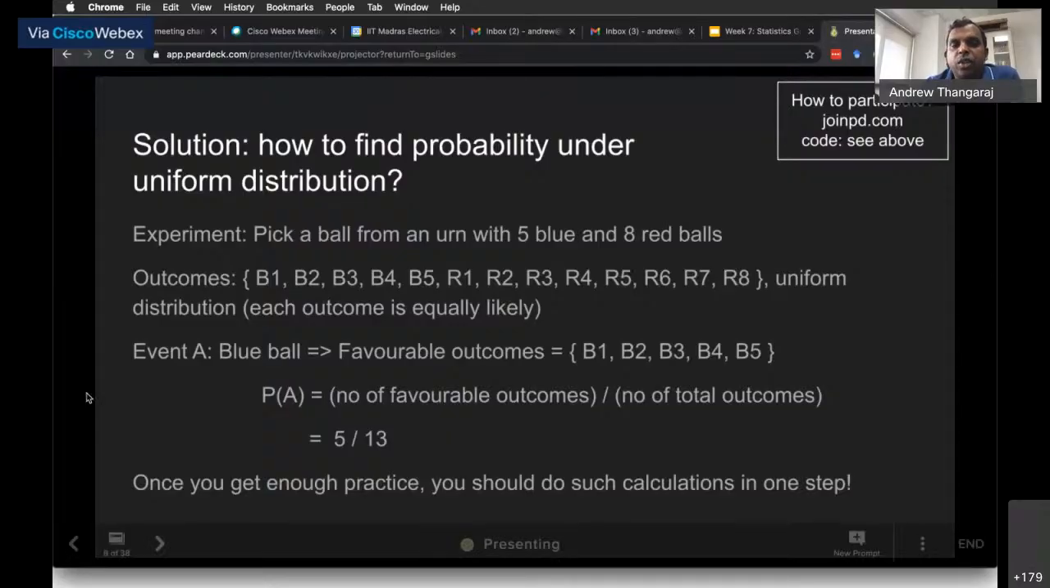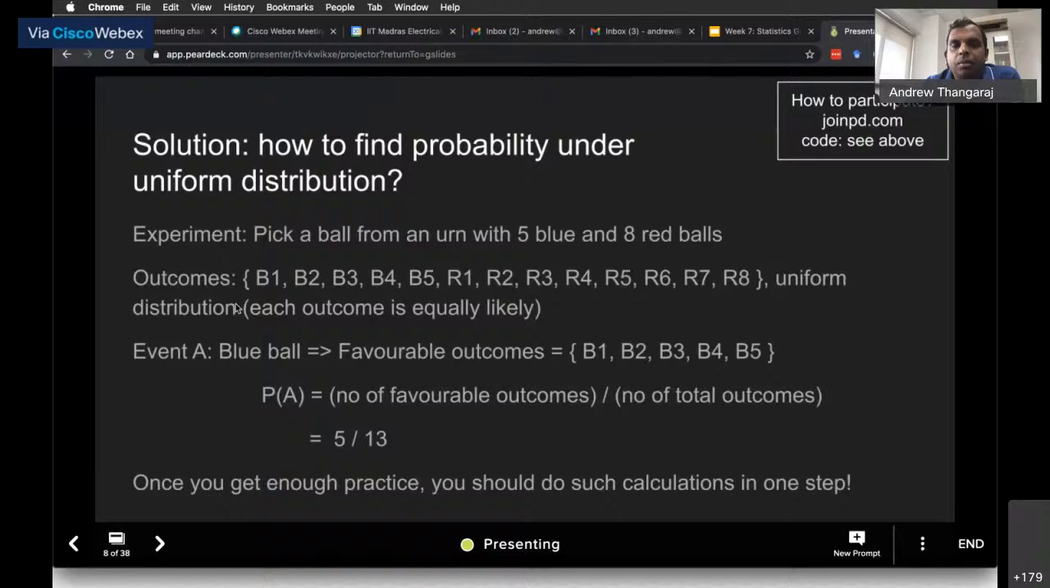So this is the way to think about it, and be convinced that this is how you have to think about it. There is a ball that's picked from an urn, and the urn has 13 balls. You have to put out all the 13. There are 13 outcomes, and each outcome is equally likely. This conversion is very important to understand. Once you do this, the blue ball is just favorable outcomes: B1, B2, B3, B5. And now we are in a uniform distribution.